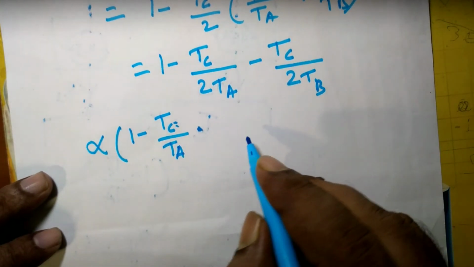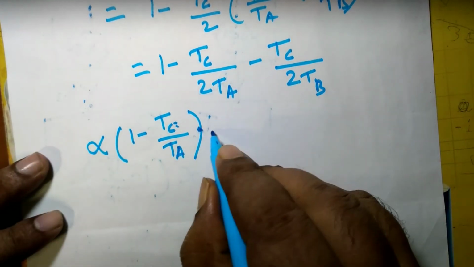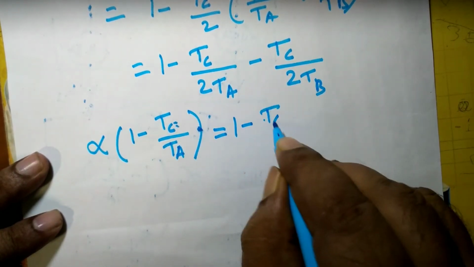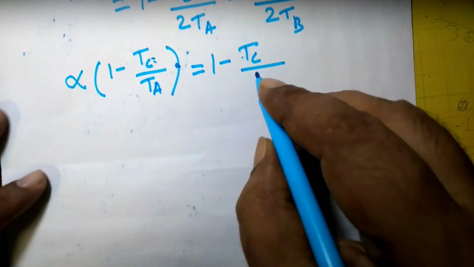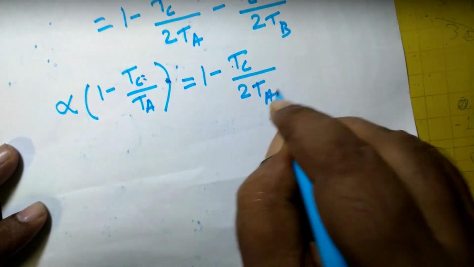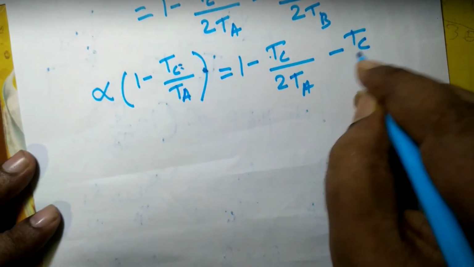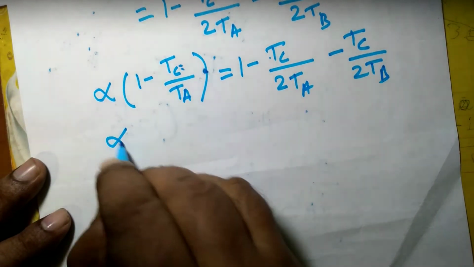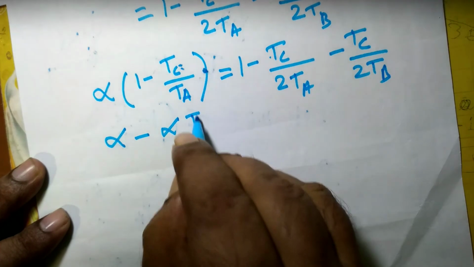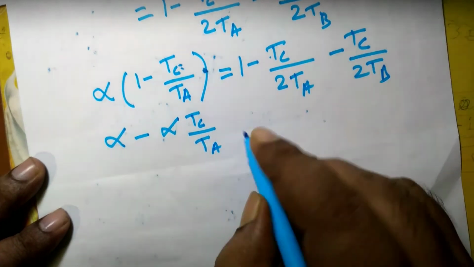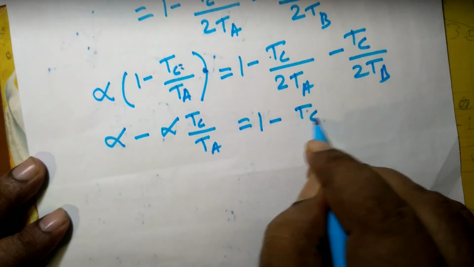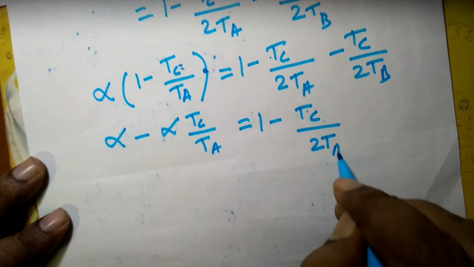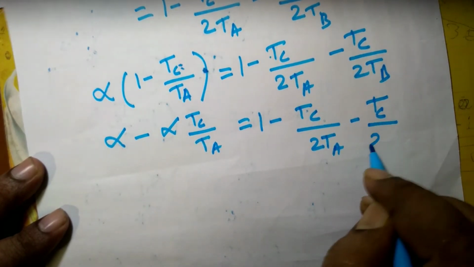And as per the given information in the question, this is equal to alpha into 1 minus TC upon TA. So I can write like this: alpha minus alpha TC upon TA is equal to this much, 1 minus TC upon 2TA minus TC upon 2TB.